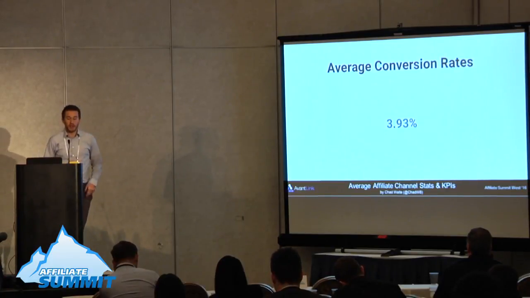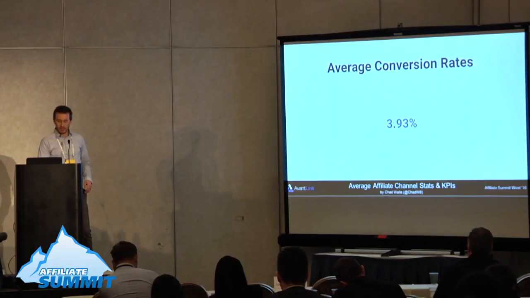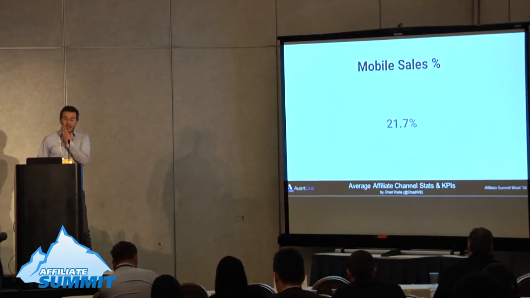Conversion rates were up a little bit. They just fell shy under 4%, so 3.93% was the average conversion rate across the network, which is pretty decent for the affiliate channel. Now we kind of get interesting.